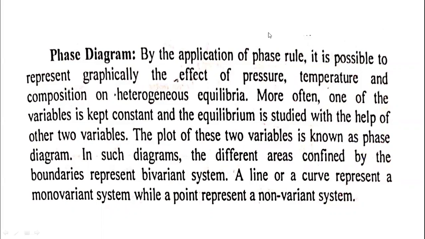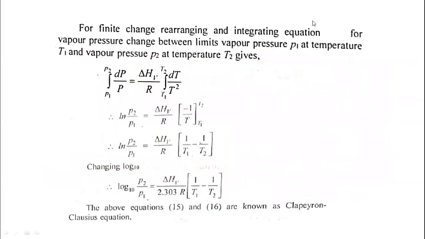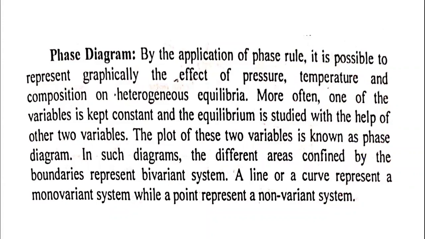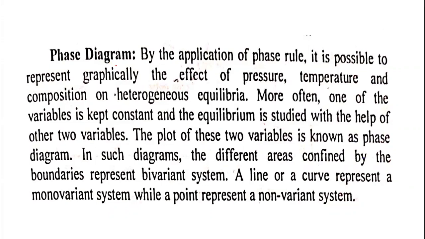The phase rule is F is equal to C minus P plus 2. So let us write the expression of the phase rule: F is equal to C minus P plus 2, where C is the number of components, P is the number of phases. So the degree of freedom F is related to the number of components C and the number of phases P. So this is the phase rule.